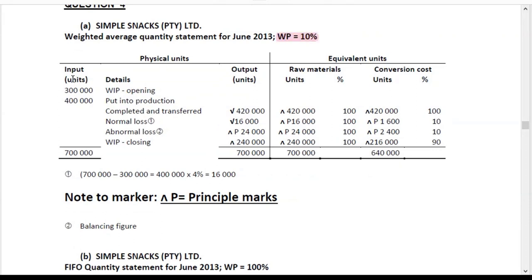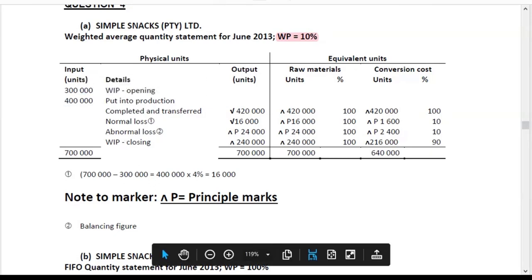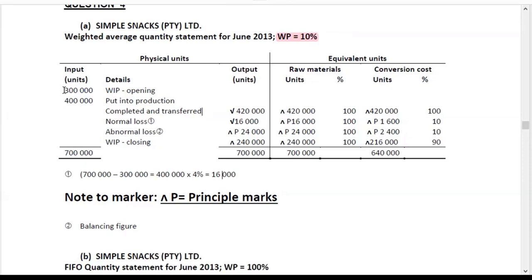Cool. So we started the input. What did you start with? So the input of 300,000 and what was the one? Our opening work is 300,000 and what was put into production is 400,000. So you are starting off with units of 700,000. Very clear on that one, right?